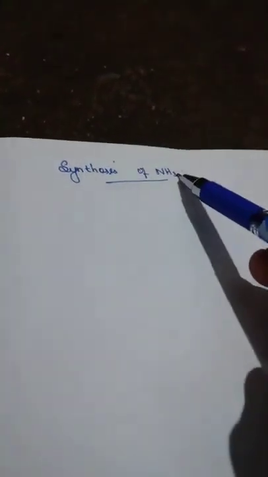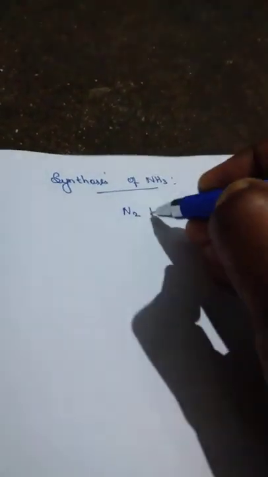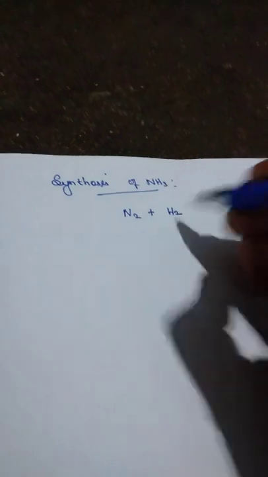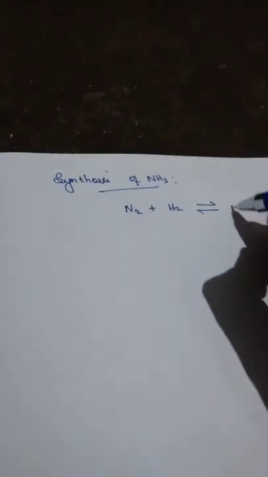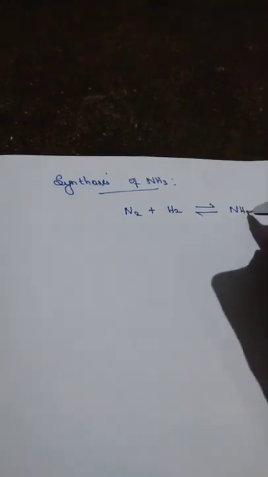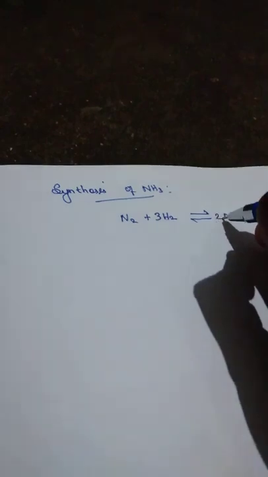See, then we can look at the third example, synthesis of ammonia. How can we prepare ammonia? How can we synthesize ammonia? Nitrogen reacts with hydrogen, and you get the product ammonia, NH3. If you balance it, you get 3 hydrogen and 2 ammonia. Understand? Now here also, in the same way, you can consider this tabular column.